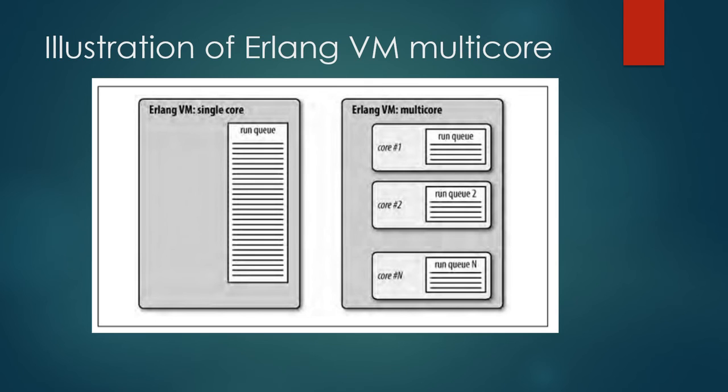In this slide, we can see an illustration of Erlang VM multicore. On the left side, we have a single Erlang VM core and a run queue allocated to it. But on the right side, we have Erlang multicore. So we have multiple cores and a run queue allocated to each core.